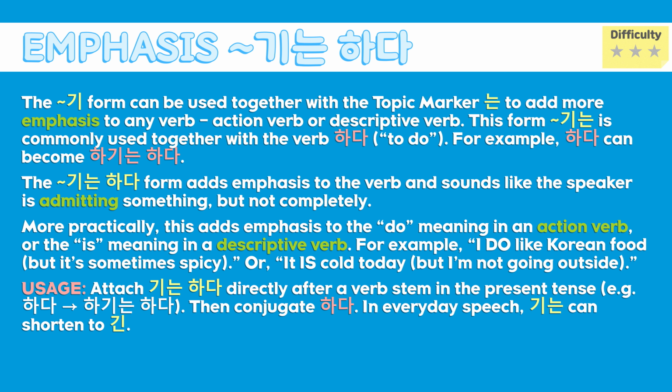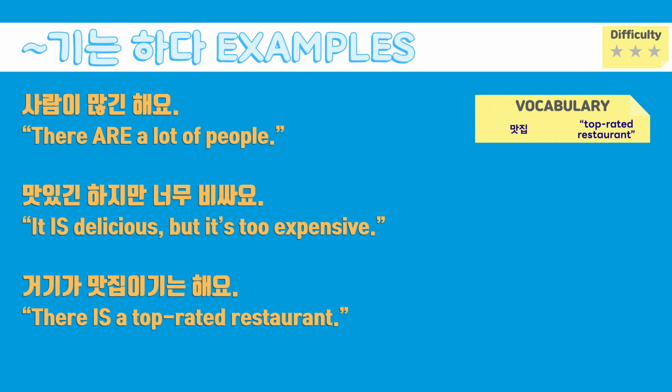To use it, attach 기는 하다 directly after a verb stem in the present tense. So 하다 would just become 하기는 하다. Then conjugate 하다. In everyday speech, 기는 can shorten to 긴. 사람이 많긴 해요. There are a lot of people. 맛있긴 하지만 너무 비싸요. It is delicious, but it's too expensive. 거기가 맛집이기는 해요. There is a top-rated restaurant.